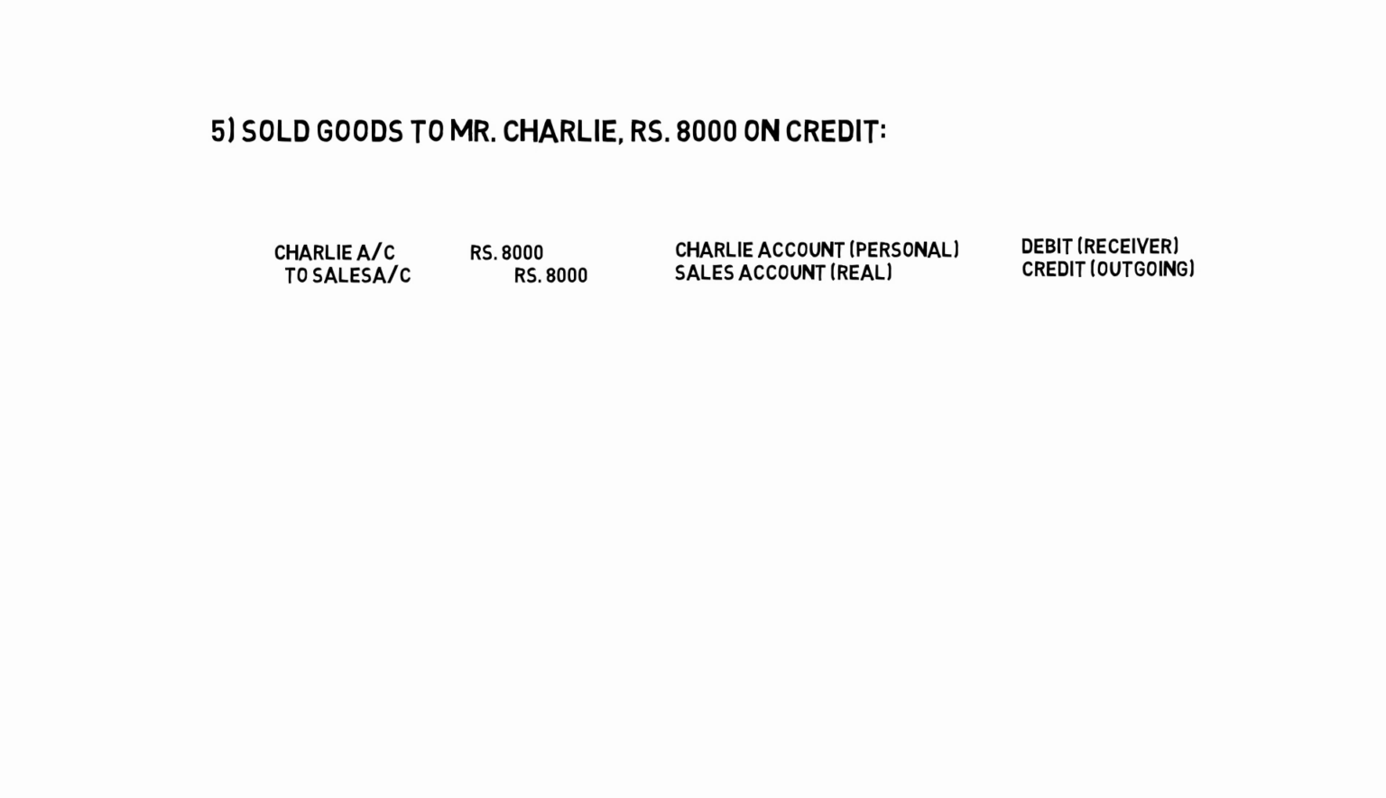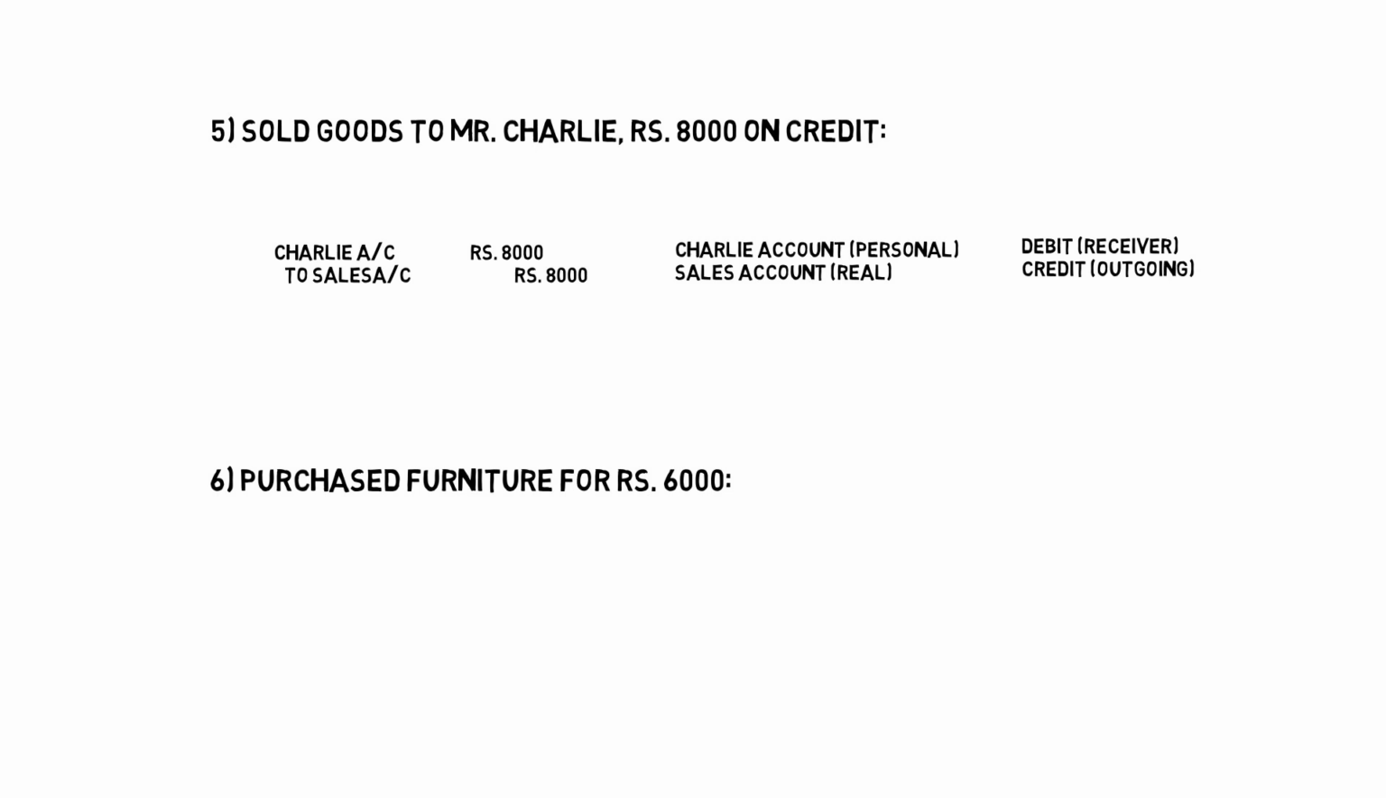So both of these are assets here, but they are in different forms because Charlie as an account becomes a personal account, whereas sales is a real account. So you're converting an asset into a different form of an asset. So sales is being converted into a debtor. So debit the receiver and credit which is outgoing. So you're going to credit sales which is increasing in the business.